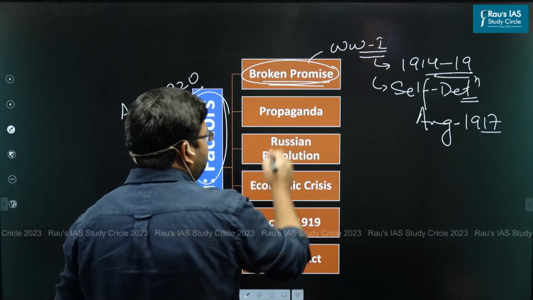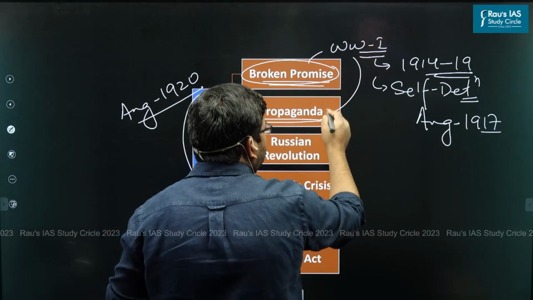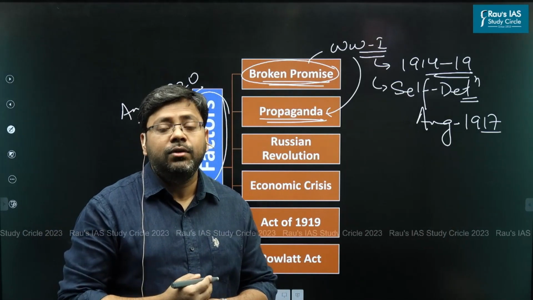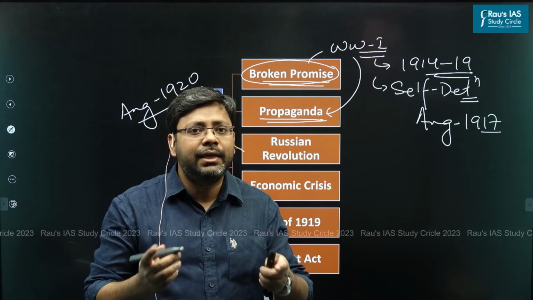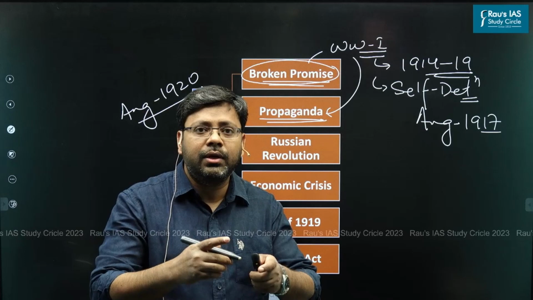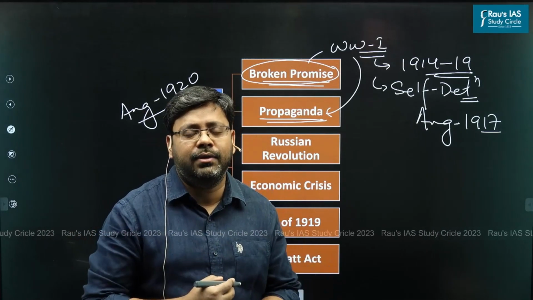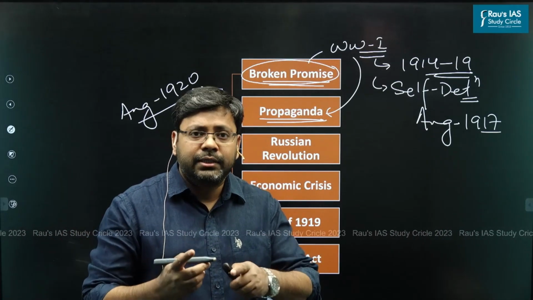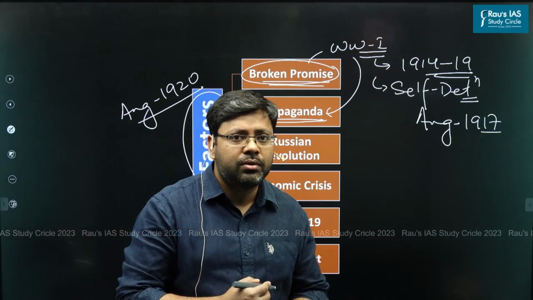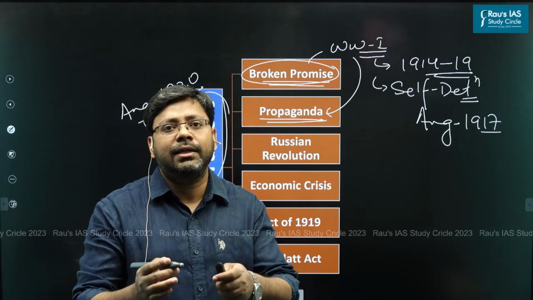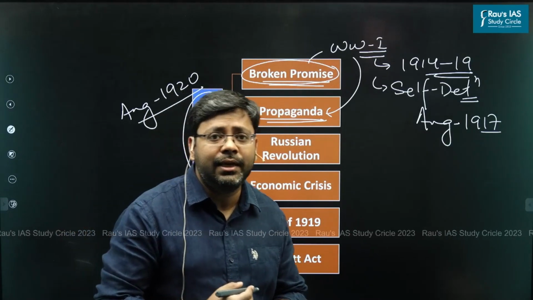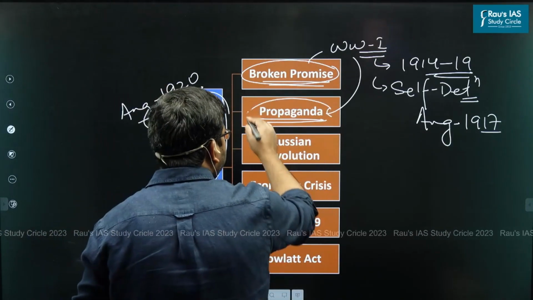Second factor: during the First World War, all the imperial powers were using propaganda to expose the exploitative nature of each other's rule in their colonies, to cut the support of the colonies toward the rival imperial power. The British exposed how exploitative the Germans were in their rule over their colonies. The Germans retaliated by exposing how the British were exploiting their colonies like India, and that all led to more and more awareness among the people.